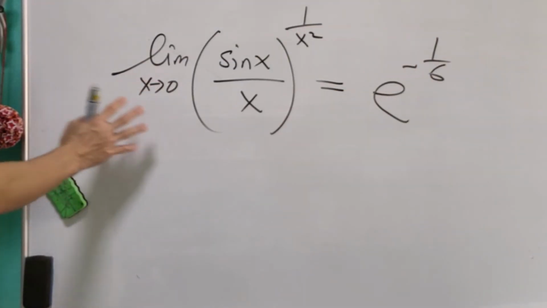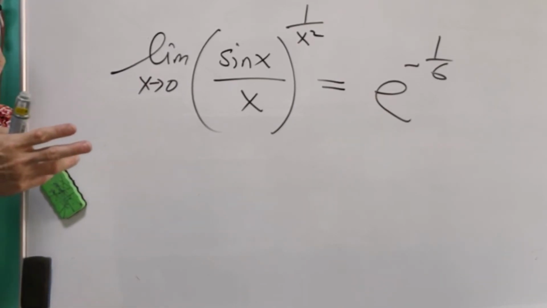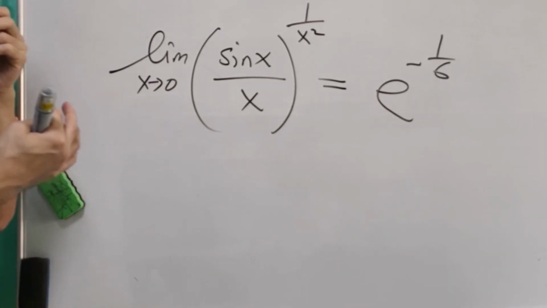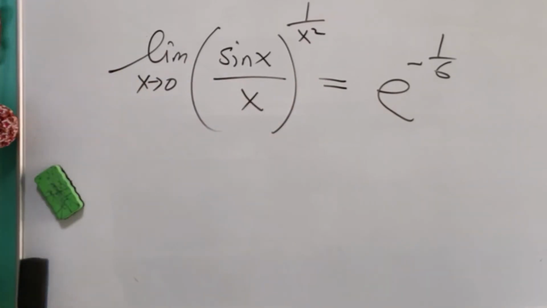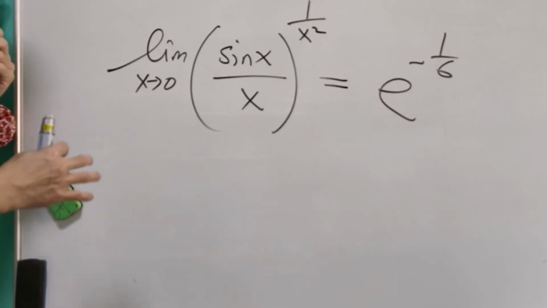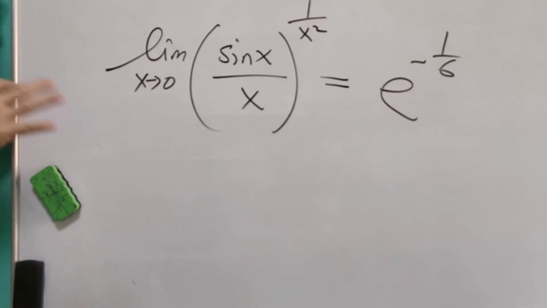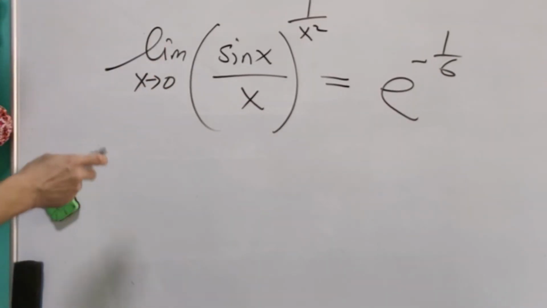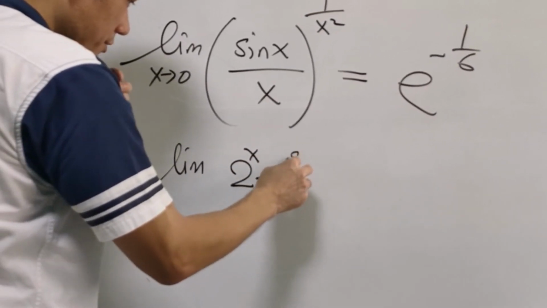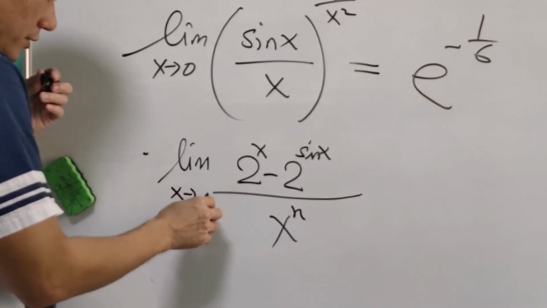This is what we have proved today using 2 different methods. The second method is not so rigorous, but the advantage is it is quite fast to get what the answer will be. And with this, we can use the first method to verify the answer in a more rigorous way. And now it is time for you to check on this limit: 2 to the power of x minus 2 to the power of sine x, over x to the power of n, when x tends to 0.